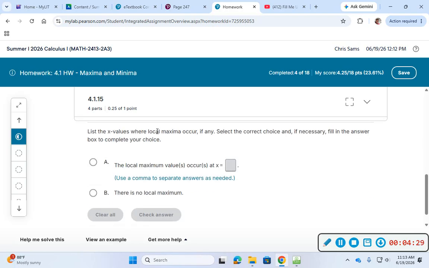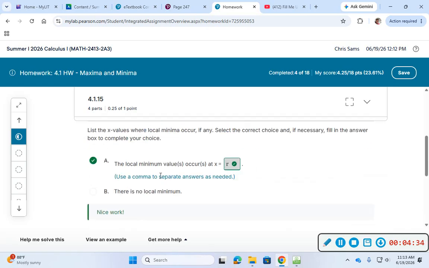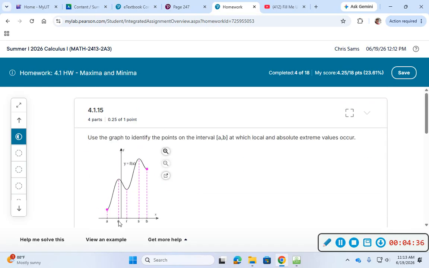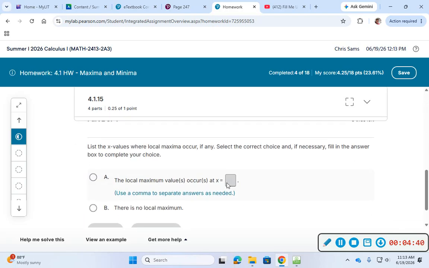List the values where the local maxima occur. So local maximum, those mountain tops. It's going to be at Q and S, interior points Q and S. Q, comma, S.